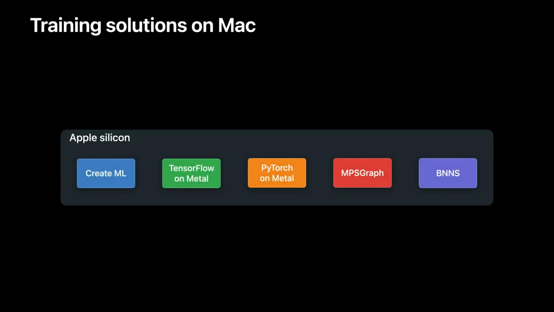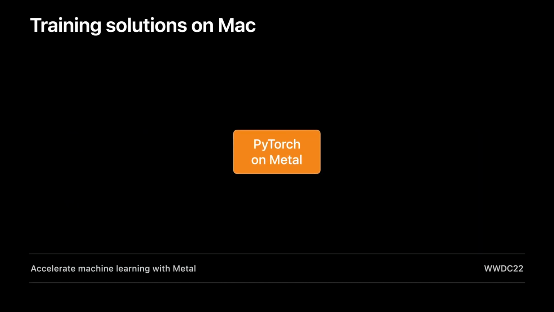Apple offers different solutions that allow me to train machine learning models directly on my Mac. In my case, since the original model was developed in PyTorch, I decided to use the new PyTorch on Metal, so I can take advantage of the tremendous hardware acceleration provided by Apple Silicon. If you are interested in knowing more about PyTorch accelerated with Metal, please check the session Accelerate Machine Learning with Metal.